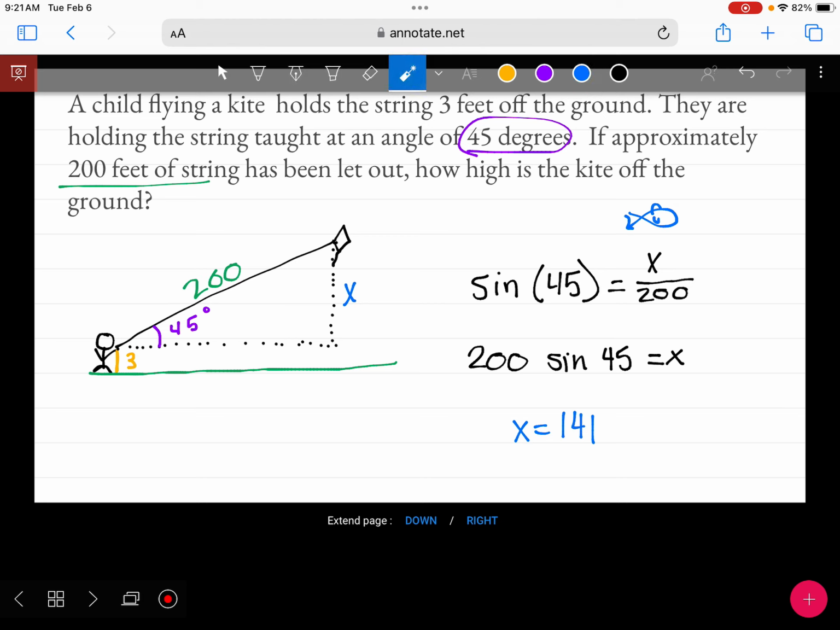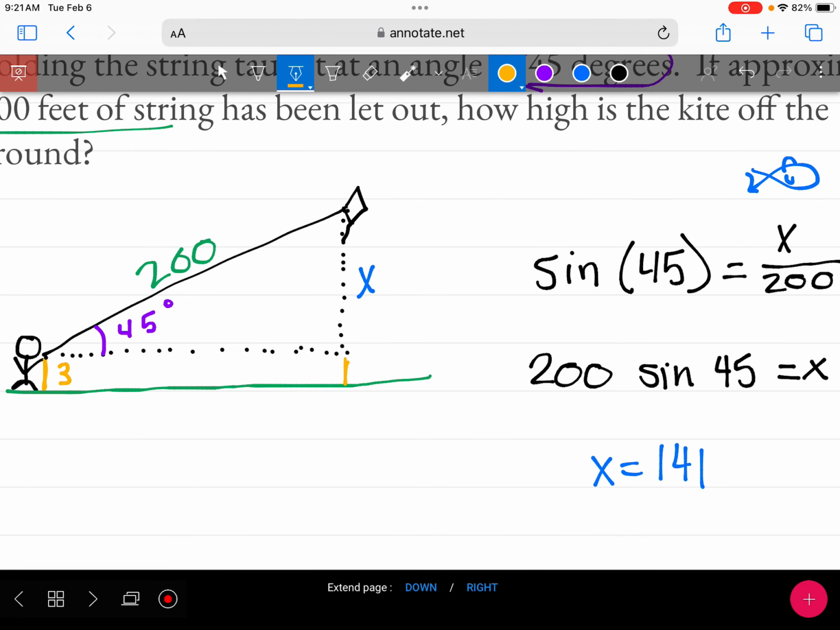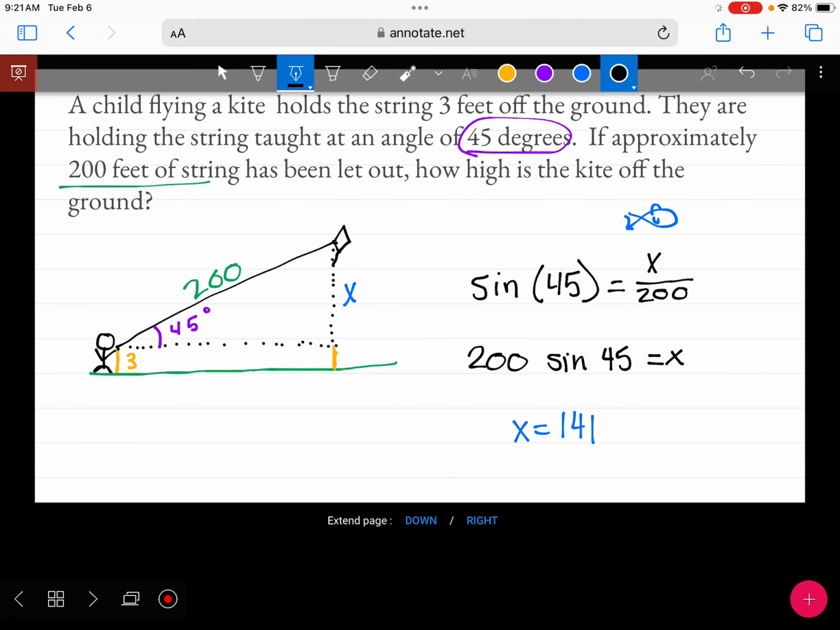Why not? Because the string is 3 feet off the ground. We got to include this 3 over here. So how high is our kite? He's not 3 foot tall. No, he's holding the string 3 feet off the ground. It's a kid. Oh, yeah, you're right. That's why I changed it to child, because the one in the book is an adult, and they're holding it like, I think, 4 or 5 feet off the ground. So the kite is, that's a weird eye, but it's okay, 144 feet off the ground.